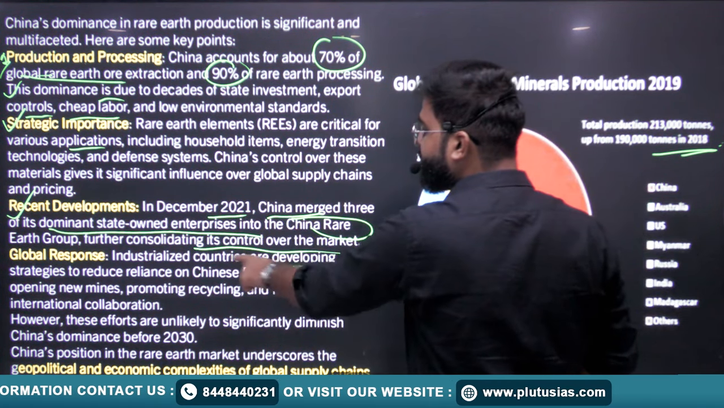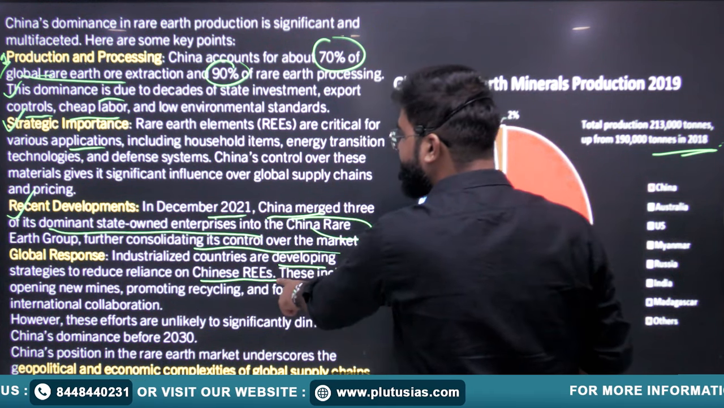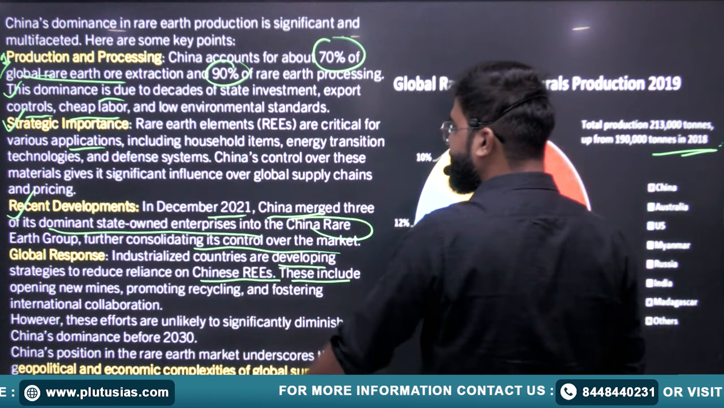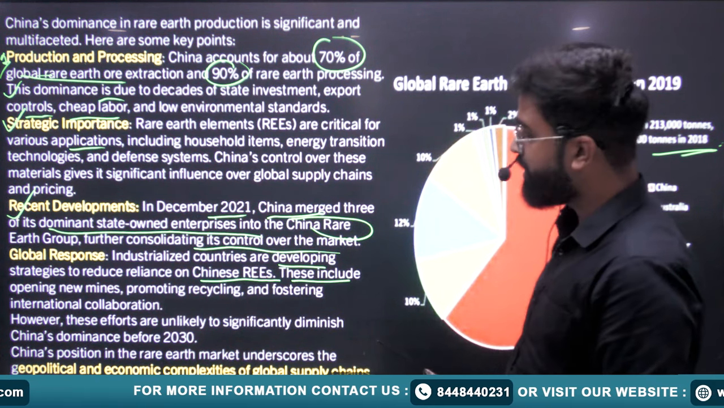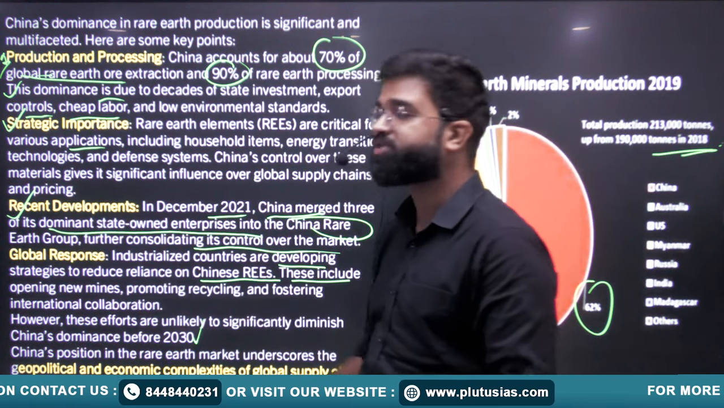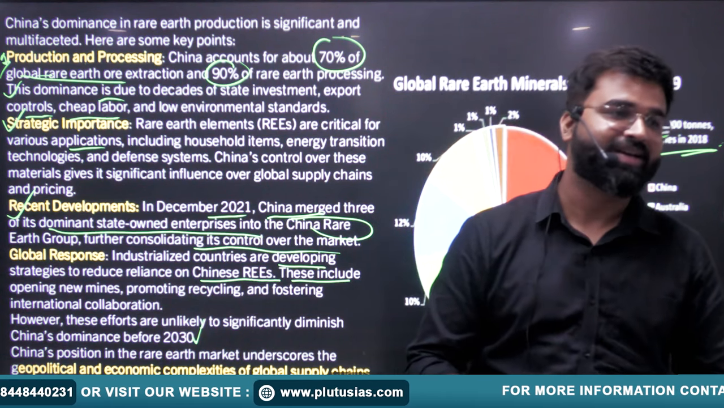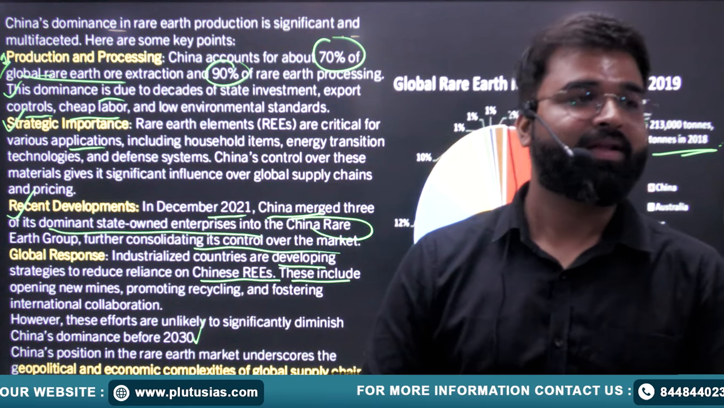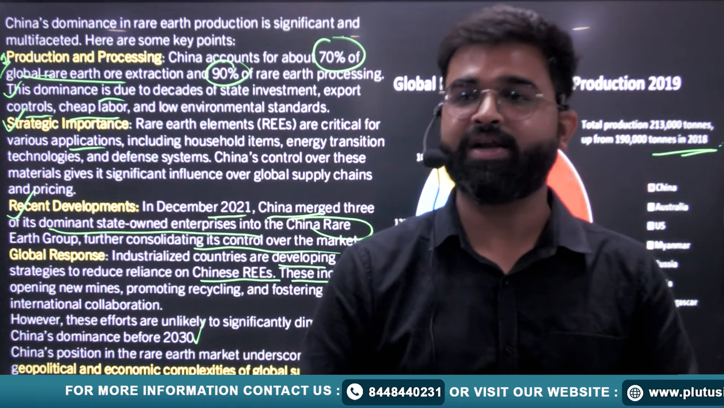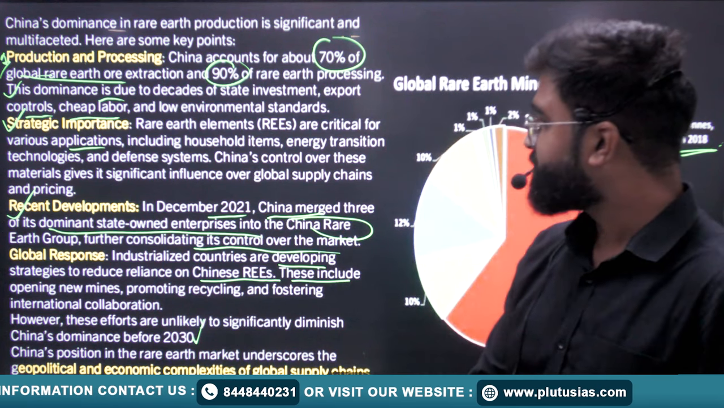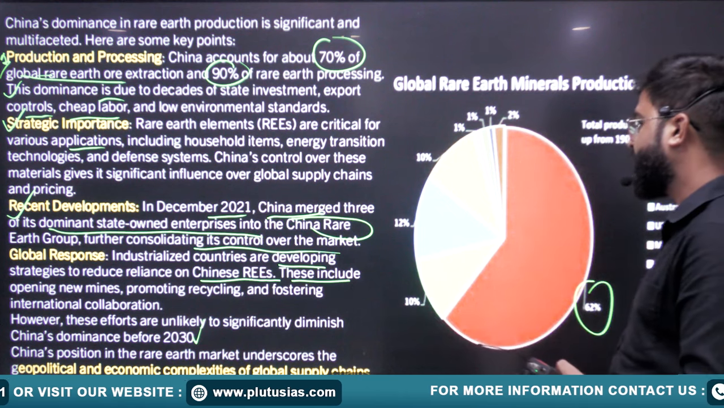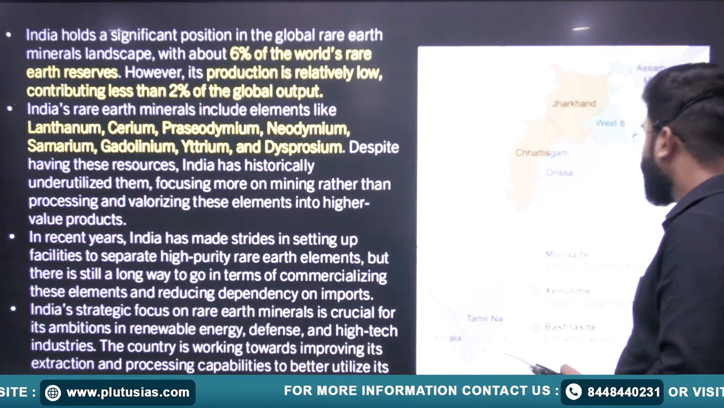What is the global response? Industrialized countries are developing strategies to reduce reliance on Chinese rare earth minerals. These include opening new mines, promoting recycling and fostering international collaboration. However, these efforts are unlikely to significantly diminish the dominance of China before 2030. So for the next 5 to 6 years, there will be China's dominance. There is no alternative. China's position in the market underscores the geopolitical and economic complexity of the global supply chain.